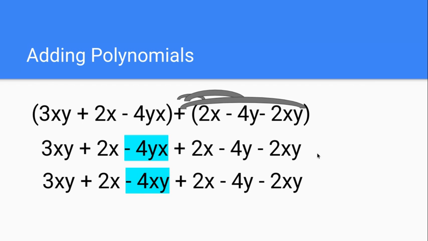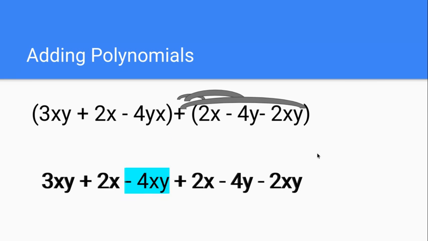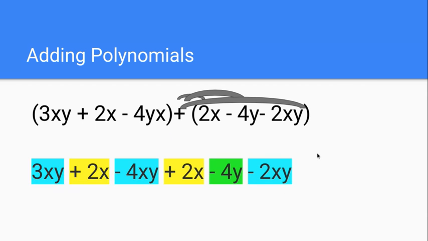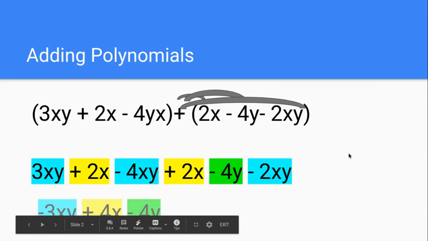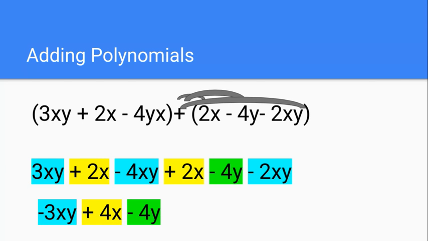So if I do that, you'll see that I now have things that are more alike. So at this point, we can just combine like terms. And so you'll notice the blues are all the same. And so we have 3xy minus 4xy minus 2xy. And the yellows, we have a 2x plus another 2x. And then the green is all by itself. We have a negative 4y. So when I combined all those, I do get a negative 3xy plus 4x minus 4y.